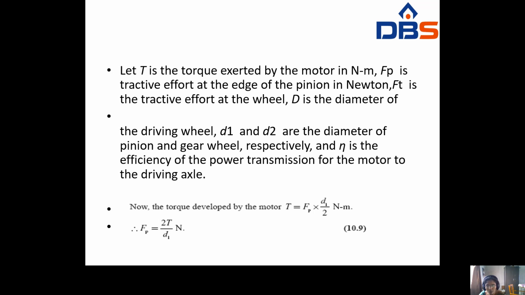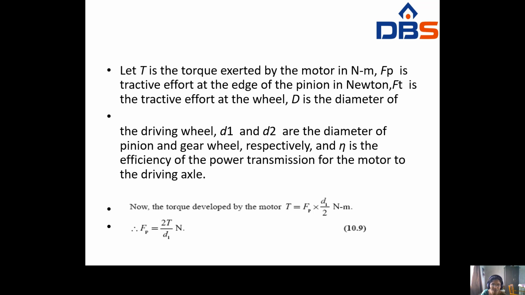Now you have to write the torque developed by the motor. The torque developed by the motor is given by T equal to, a torque is nothing but force into some radius, so you can write Fp into D1 by 2. Here we know the diameter, so from the radius you write diameter D1 by 2, in Newton meters. From that, Fp, the tractive effort at the edge of the pinion, is given by 2T by D1 Newtons.